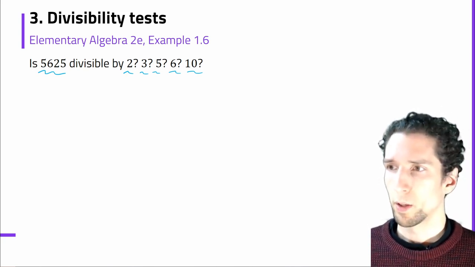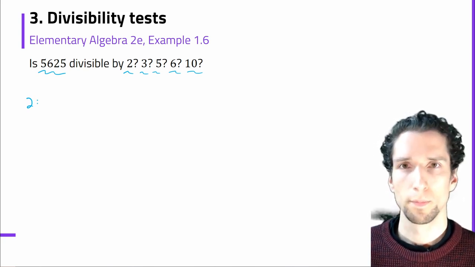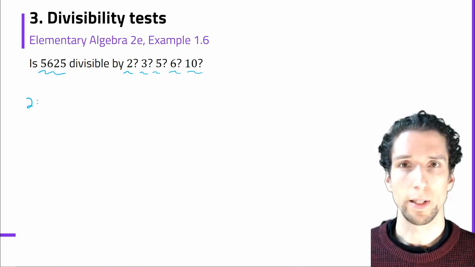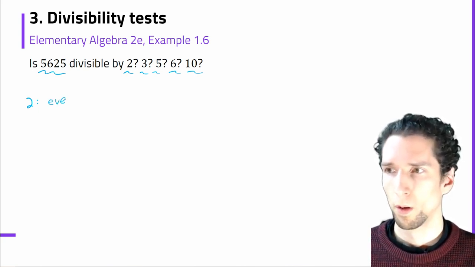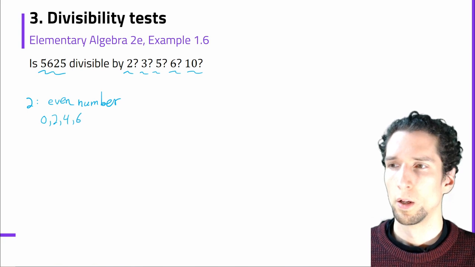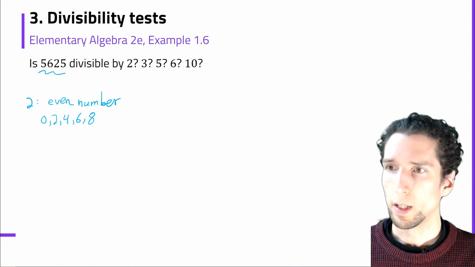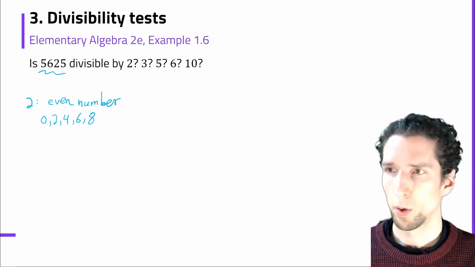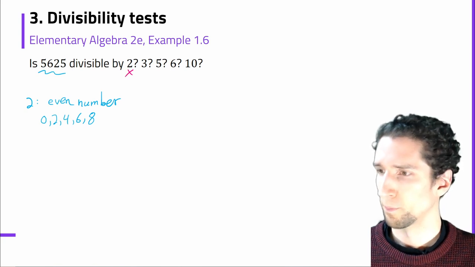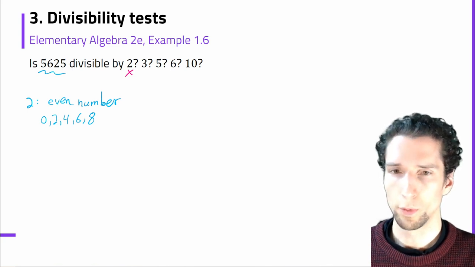All right, so 2 first. Is a number divisible by 2? We already talked about this. It's the even number idea. If a number is even, then of course we can divide it by 2. So is the last digit a 0, 2, 4, 6, or 8? In this case, the last digit is 5, so that's a no. So 5,625 is not divisible by 2.